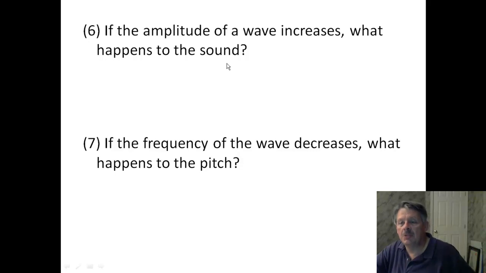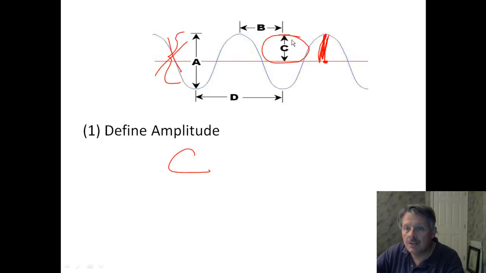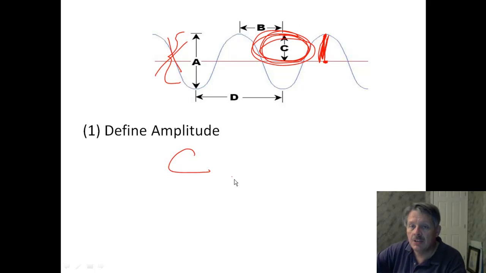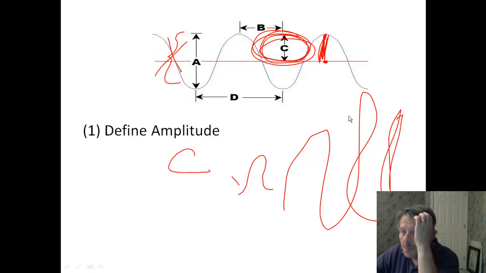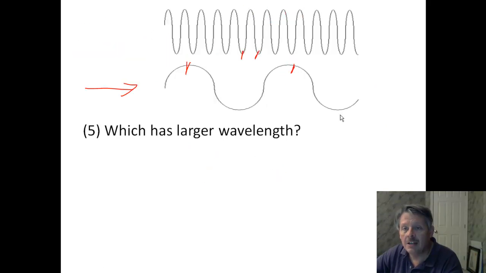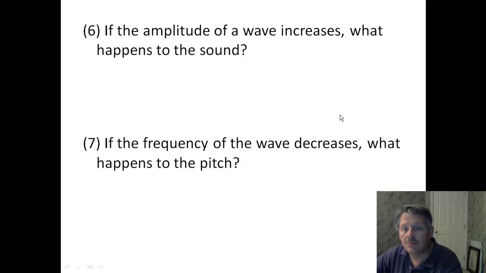Finally, if the amplitude of a wave increases, that's this guy. If the amplitude increases, what happens to the sound? So if this wave, instead of being something like this, was something like this, sorry, lousy waves, what would happen? For sound, that means it gets louder. For light, it means it gets brighter.